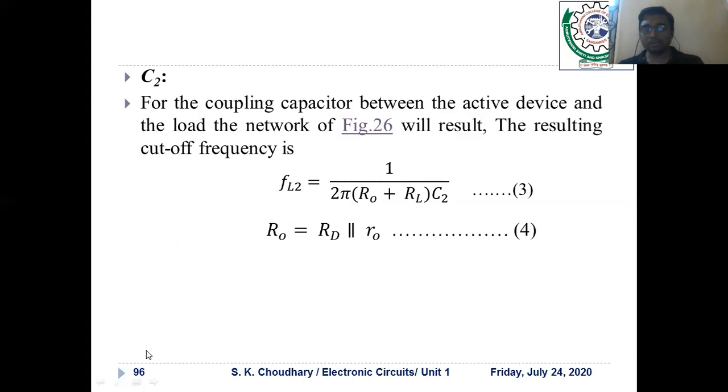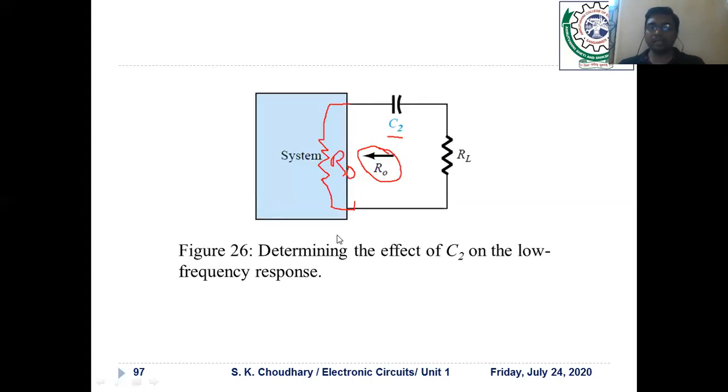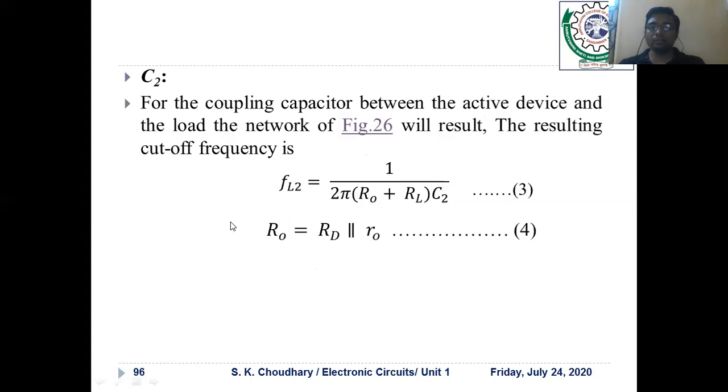R0 is RD in parallel with the output resistance, that I have already told you. So this is the diagram, and for this diagram, this is the formula defined by equation 3. So FL1 and FL2 both are responsible for deciding the lower cutoff frequency FL. We have seen the lower cutoff frequency position on the frequency response curve in the previous lecture. That is 3 dB less than the maximum gain.